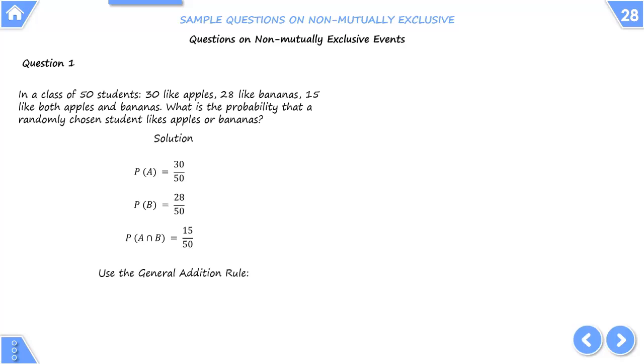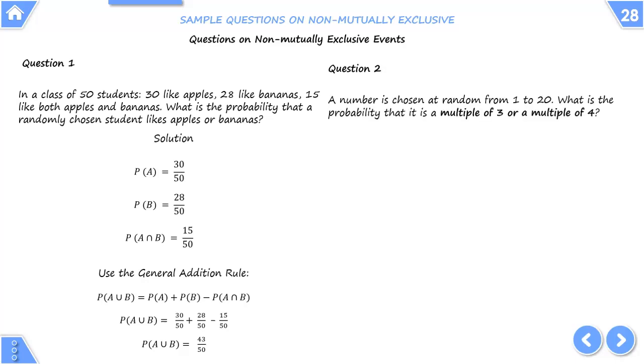So in the use of the general rule, you know this is overlapping. Students like apples and at the same time like bananas. Because they overlap and can happen together, we use the general rule. We subtract the overlapping part, and then we have our work perfectly done. So we have 30 over 50 plus 28 over 50 minus 15 over 50, and we have 43 over 50. Just like that.